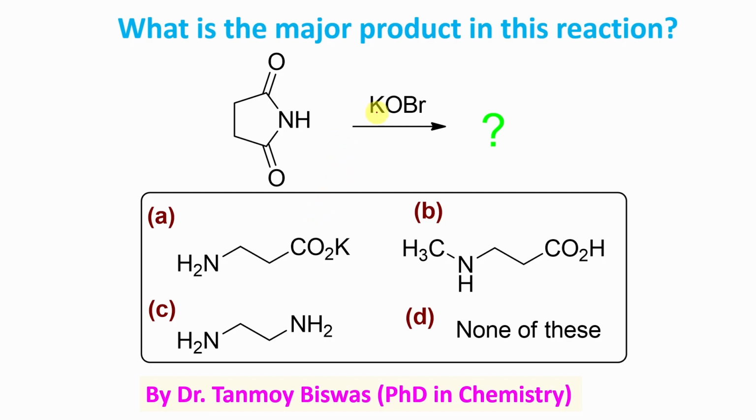I believe you have tried, so let's start. So what is the major product of this reaction? This is actually succinimide, and here KOBr. What is the product? Now if you look at KOBr, you may consider it's the equivalent of KOH plus bromine.